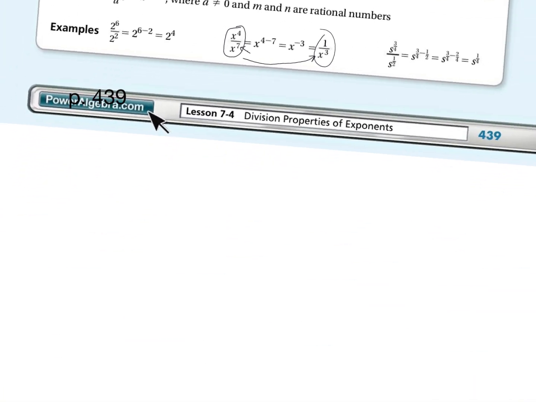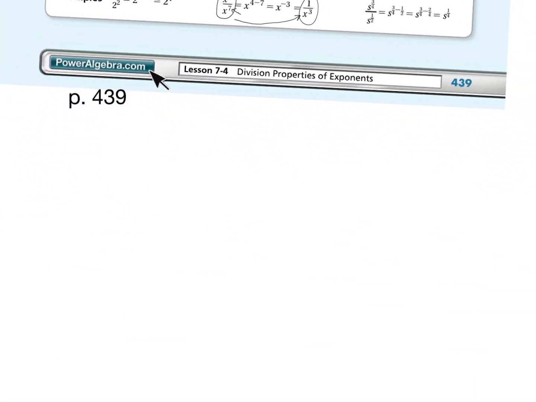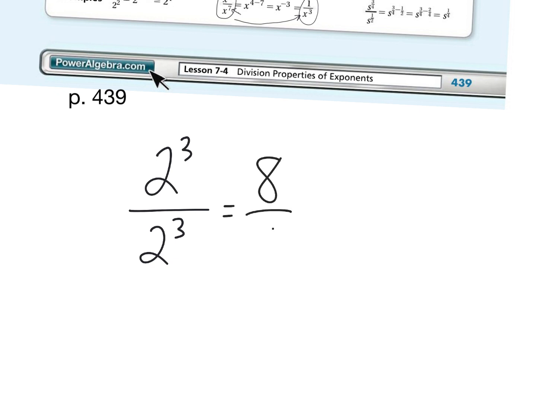We talked about earlier in this chapter about if you had something to the 0 power, it's equal to 1. So this now gives us the opportunity to re-look at that. So for example, if you had 2 to the 3rd power over 2 to the 3rd power, that would be the same as 8/8, and 8/8 is equal to 1. Makes sense. If our numerator and denominator are the same, the fraction's equal to 1.